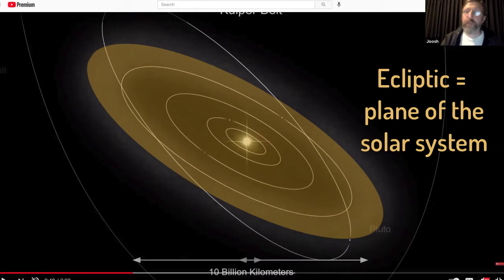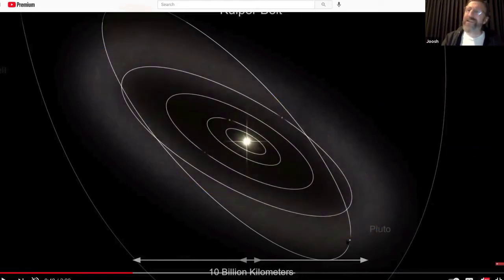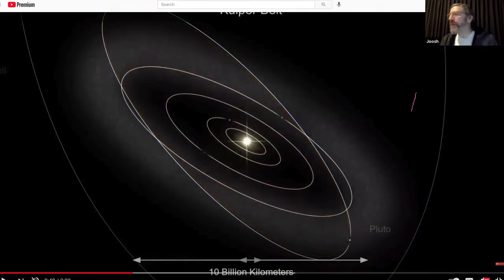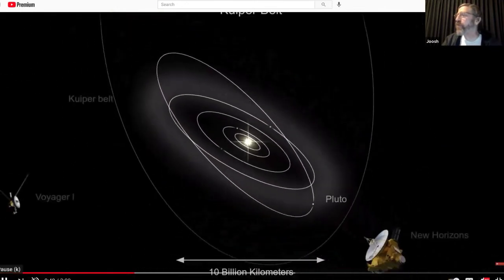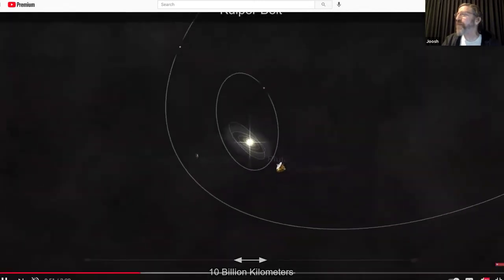It's a very important concept, but all you've got to remember is that the ecliptic is simply the plane of the solar system. Pluto is not quite orbiting in the ecliptic. That was one of the reasons they decided to not call Pluto a planet anymore. It's a planetoid nowadays. So I'm going to go back from this, so we can see the bigger picture of our solar system. You can see those are some of the probes that we've sent out.